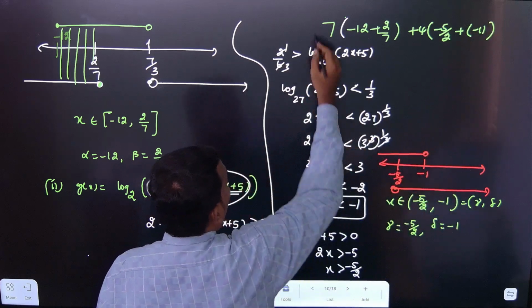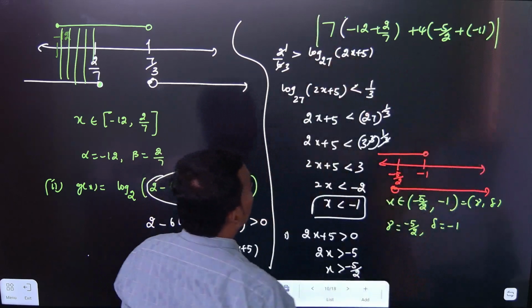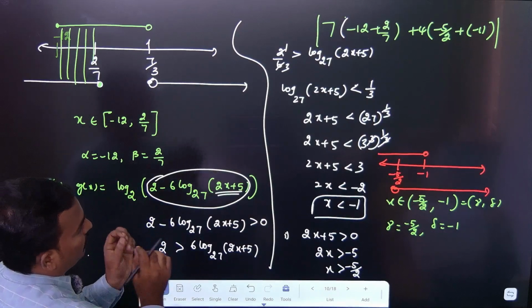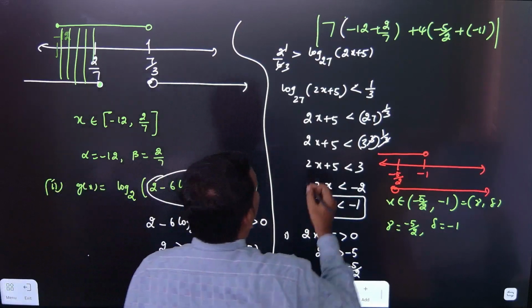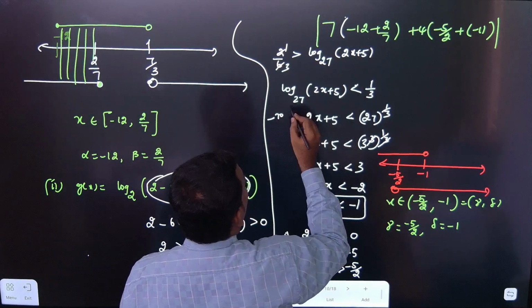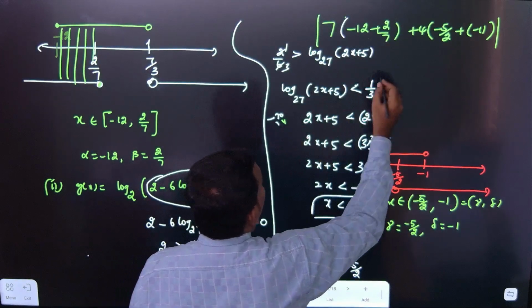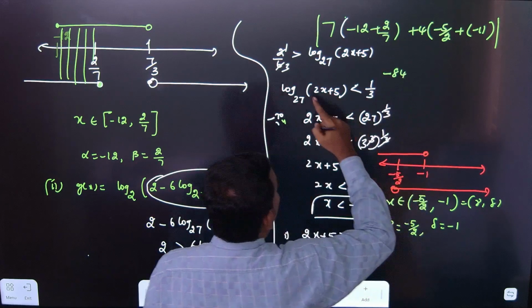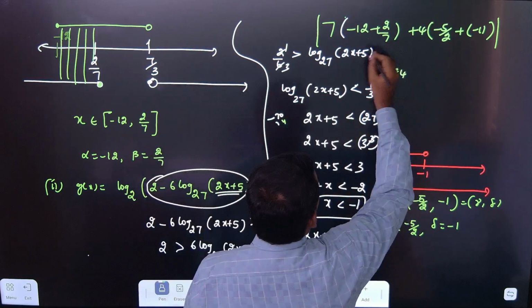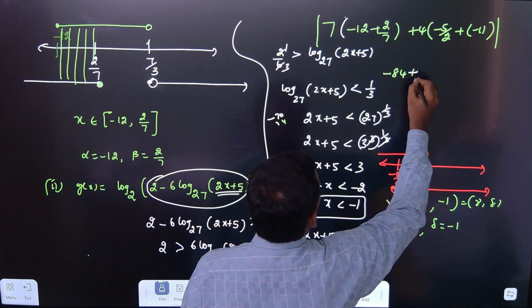Okay, you have to take the modulus, right? That is only they're asking. So what we can do, first you can multiply 7 inside. So how much it will be? Minus 70. So minus 84. So minus 84, right? Yes. Plus 7, 7 cancel. So plus 2.